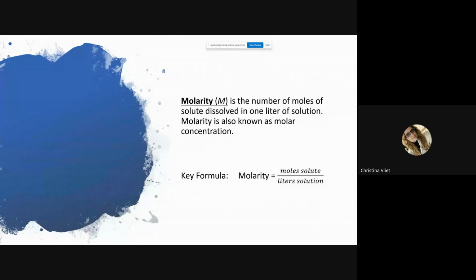Moles. Man, we got to return to that. So the unit of concentration that Cambridge exclusively uses is called molarity. That is the numerical value we're going to use to compare dilute versus concentrated solutions.